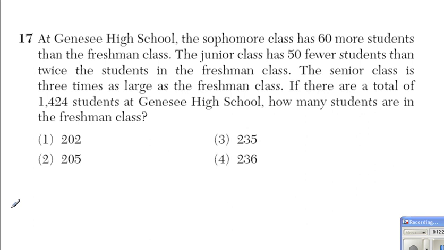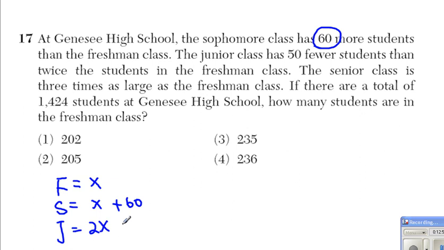Alright, so at Genesis High School, the sophomore class has 60 more students than the freshmen. So we have sophomores and freshmen. But they say 60 more, so plus 60, than freshmen, if freshman is x. Now the junior class has 50 fewer than twice the students of freshmen. So the junior class is twice, but yet 50 fewer. Now the senior class is 3 times as large as the freshmen, so seniors is 3x.